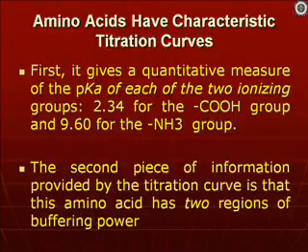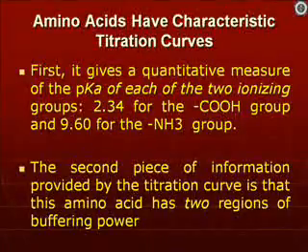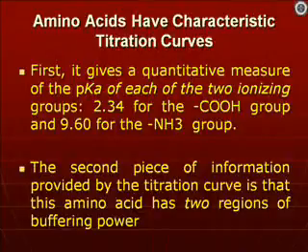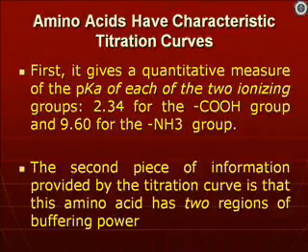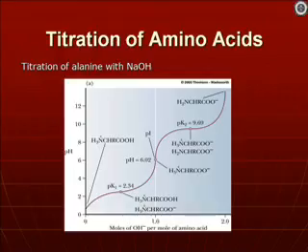So, as seen in the graph, we can say that amino acids have a characteristic titration curve. Now, what is the information given by this titration curve? First, it gives a quantitative measure of the pKa of each of the two ionizing groups, 2.34 for the COOH group and 9.60 for the NH3+ group. The second piece of information provided by the titration curve is that this amino acid has two regions of buffering power.